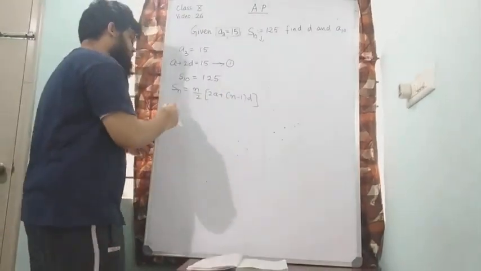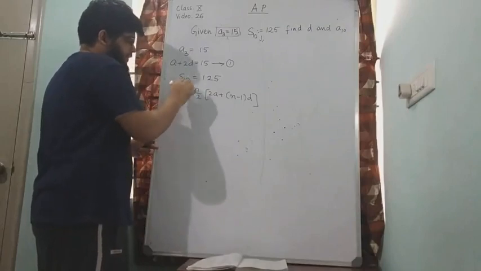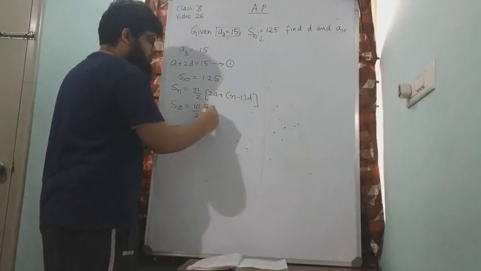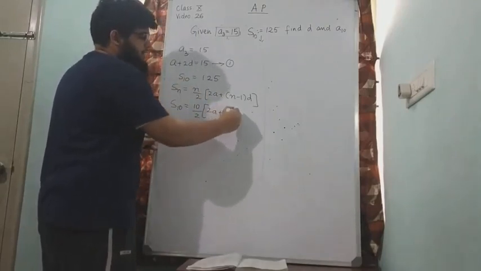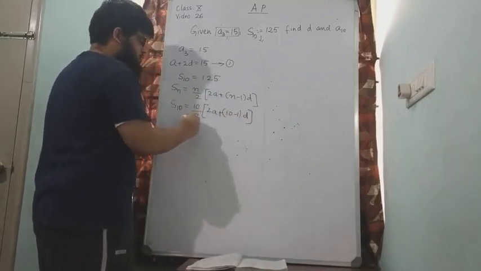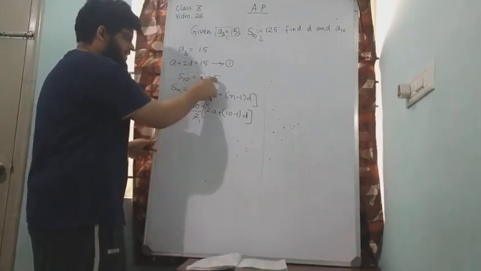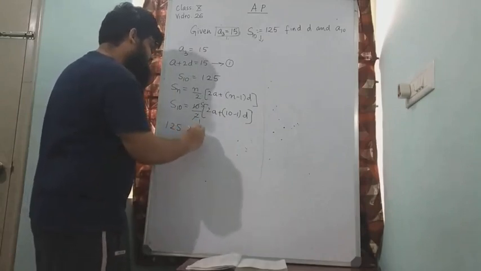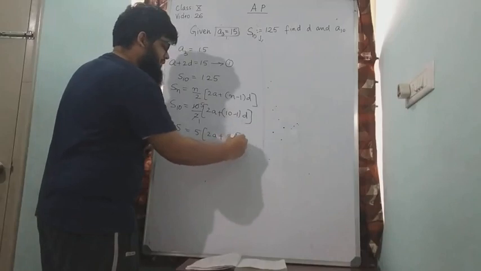Now once you have done this step, in place of n I have 10, so write S10 is equal to 10 by 2 into 2, we don't know what is A. In place of n we have 10, so I will write 10 minus 1 and D we don't know, so I will keep D as it is. Next, 2 1s are 2, 2 5s are 10 can be cancelled. In place of S10 I can write 125 because that is given in the question. 125 is equal to 5 into 2A plus 10 minus 1 is 9D.